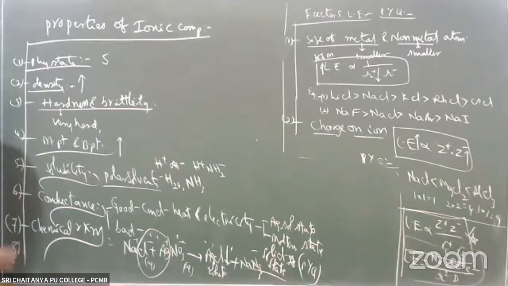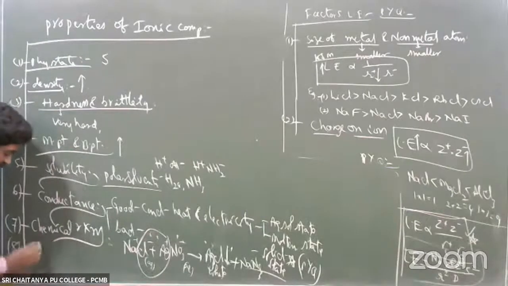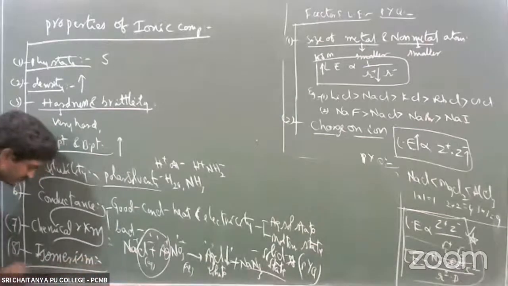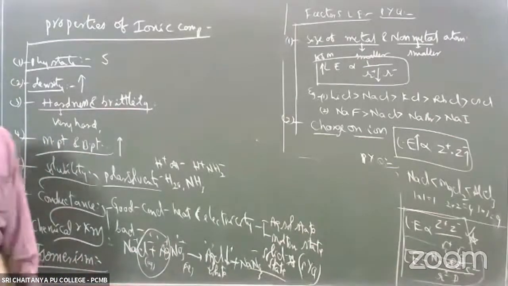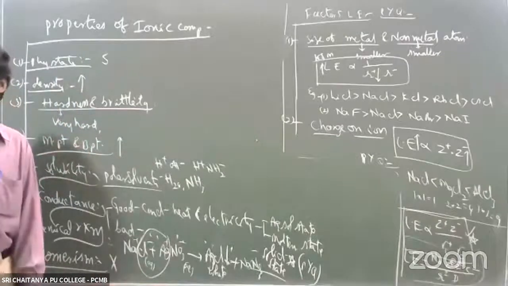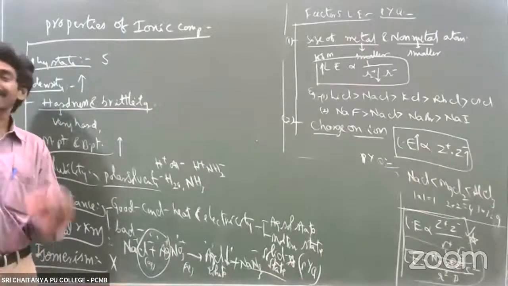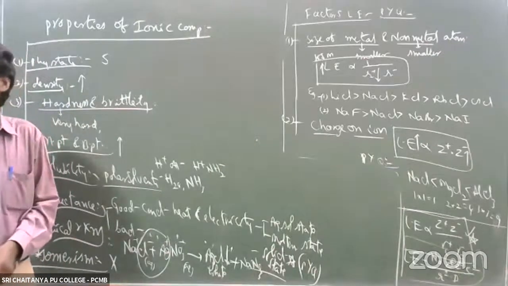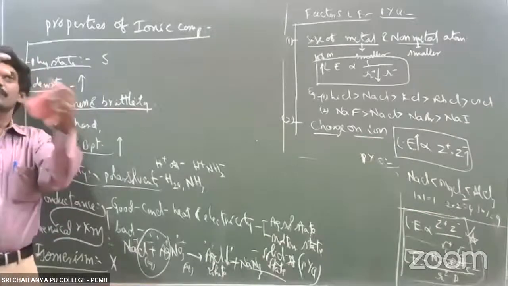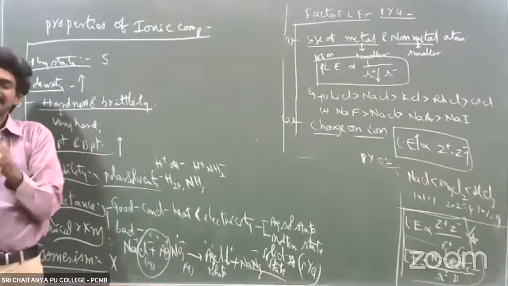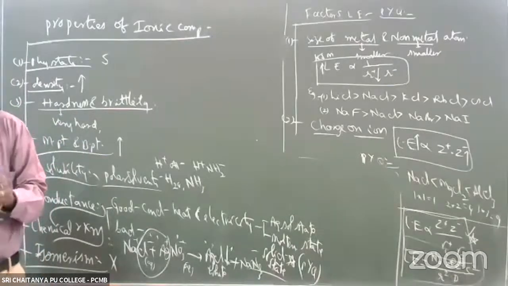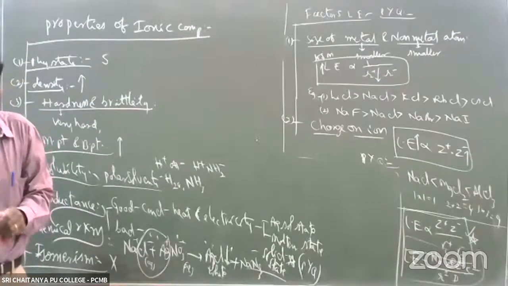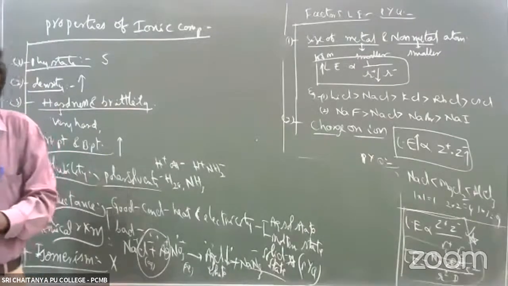Next, another one is isomerism. What is isomerism? Ionic compounds do not exhibit isomerism. Why? Because in ionic compounds, the ions are arranged in a three-dimensional crystal lattice. All these ions, Na+ and Cl-, are arranged three-dimensionally. They are not arranged in a particular direction. They are arranged in the entire crystal, occupying all the spaces. They are not arranged in a particular direction, so that is a non-directional property.